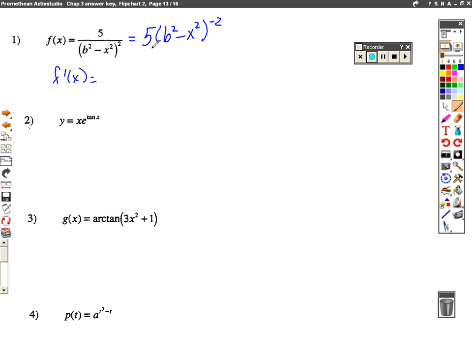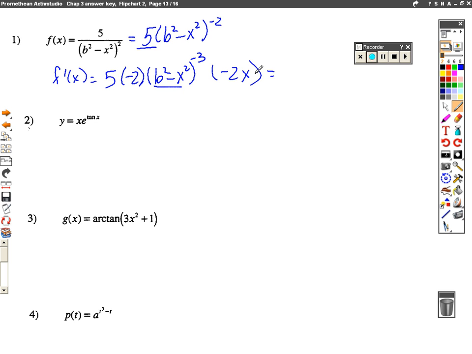So we have our constant multiple, 5, that's still going to be there. The power chain rule says we can write down our negative 2 power. B squared minus x squared will stay the same. The power will be 1 less, so negative 2 minus 1 is negative 3. But we have to multiply our answer by the derivative of the inside. The derivative of b squared, since we're treating it like a constant, is 0, and the derivative of negative x squared is negative 2x.